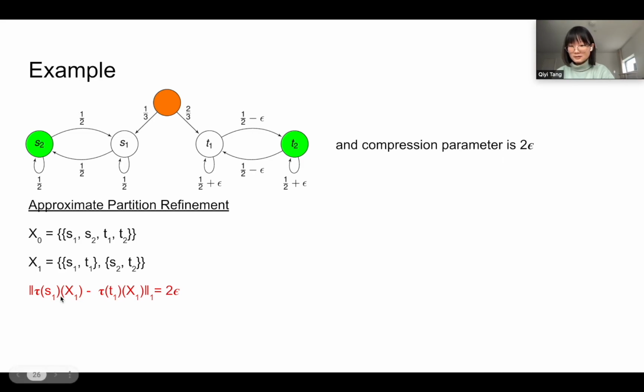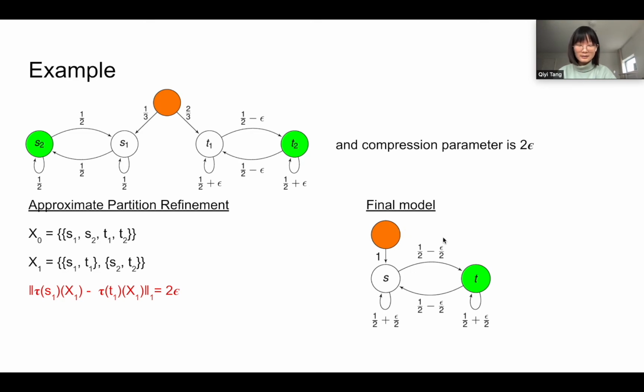At this point, since the probability distributions over x1 from S1 and T1 have L1 distance 2 epsilon, which is equal to the compression parameter, and similarly, the probability distributions over x1 from S2 and T2 have L1 distance 2 epsilon, we just reach the fixed point and we get the partition x1. And now we would compress the state space and we will get this final LMC with only 3 states. So this is a very simple example.